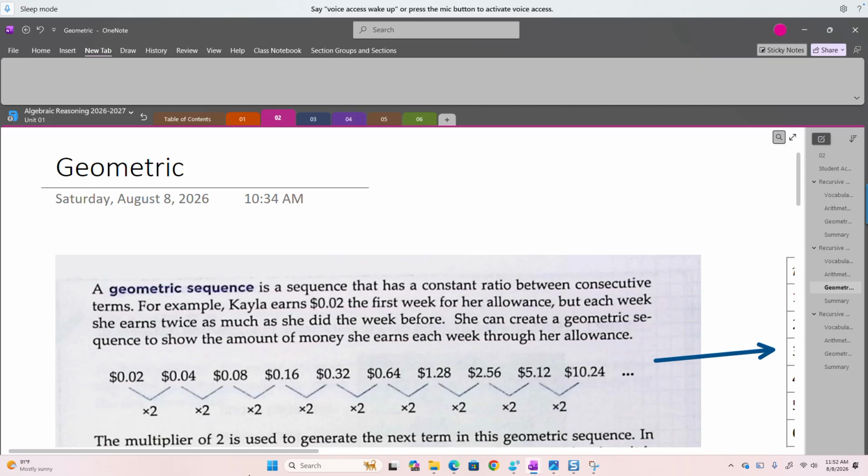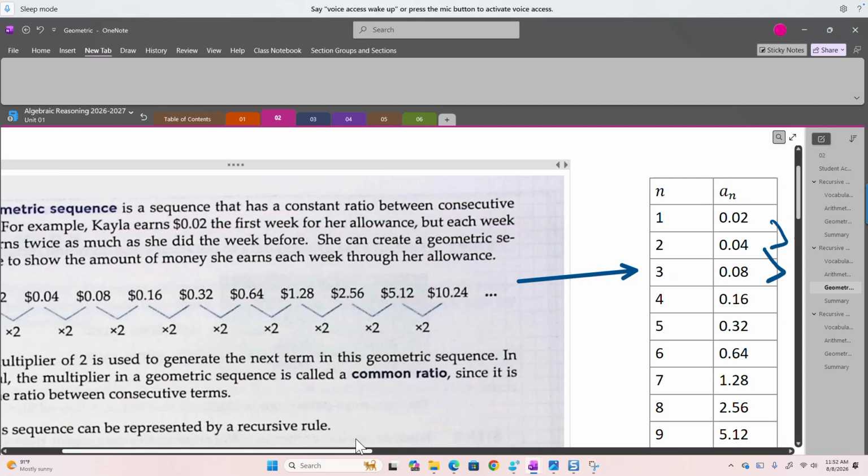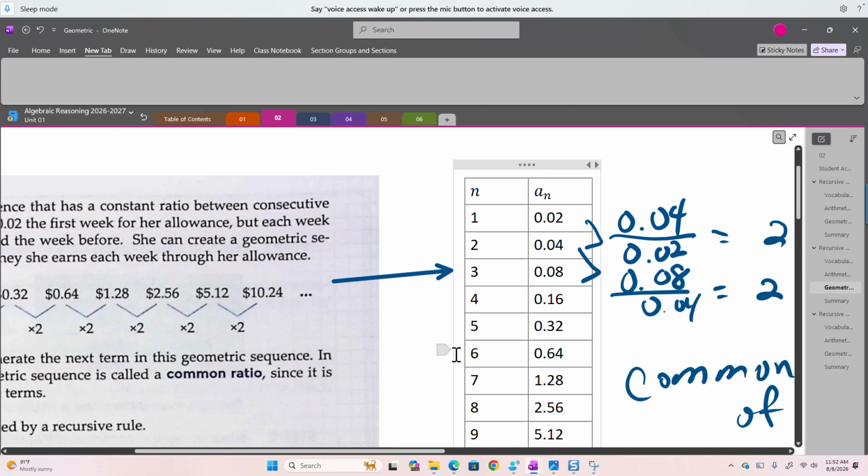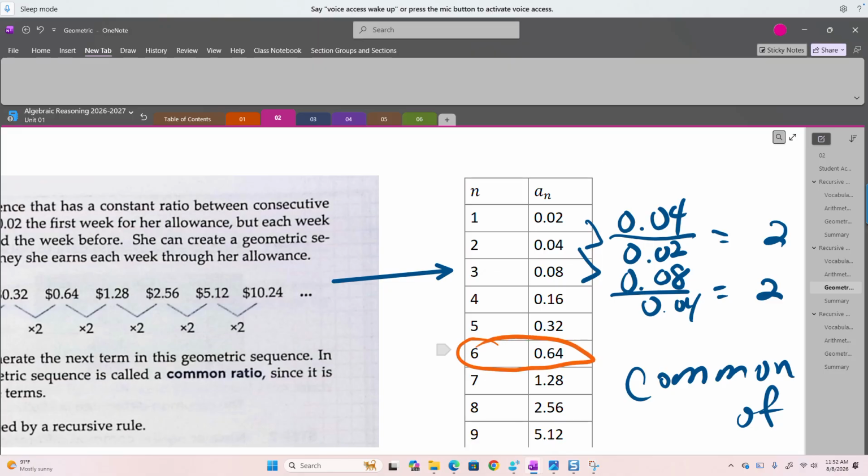Sliding up and over. There we go. A sub 6 is 0.64. And that's all we have for today.